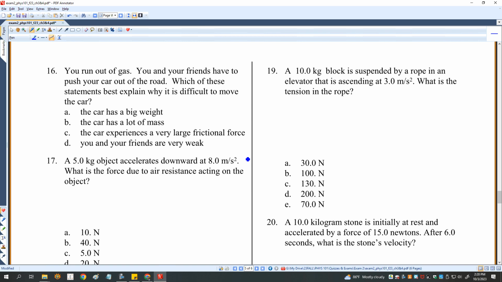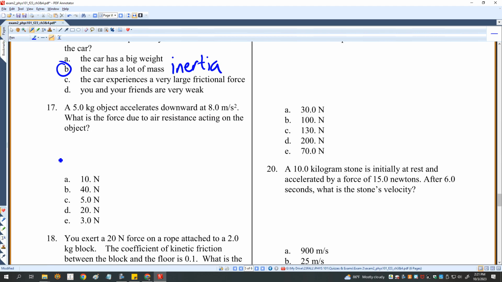You run out of gas, you and your friends have to push your car out of the road. Which of these statements best explain why it's difficult? It has a lot of mass or a lot of inertia. Not because it has a big weight, that's a vertical force, so it doesn't affect how you push it, nor a large frictional force. It doesn't actually have a very large frictional force, and I'm confident that you and your friends are strong.